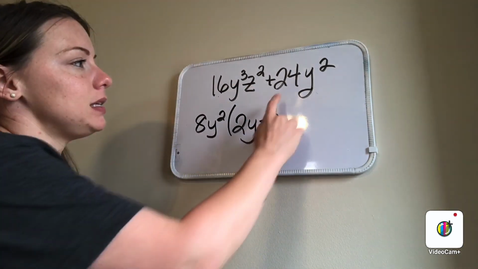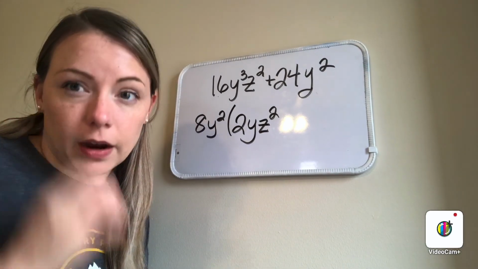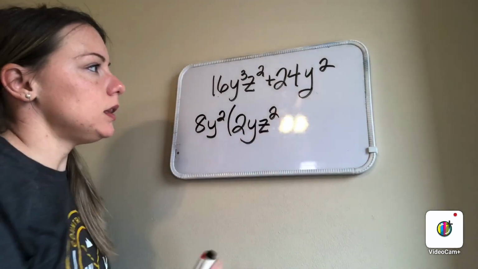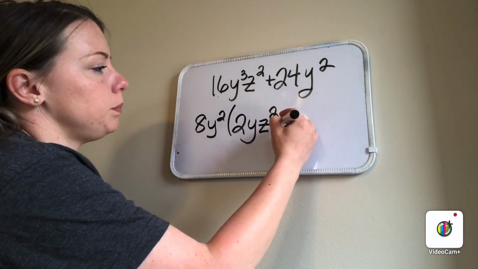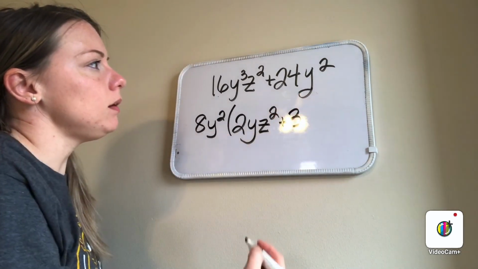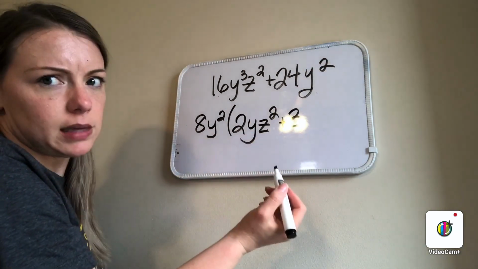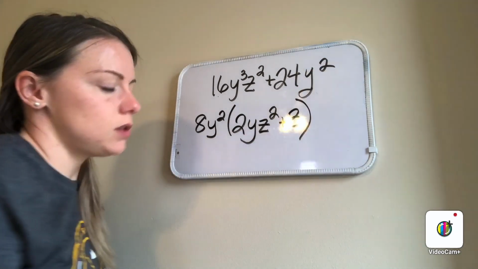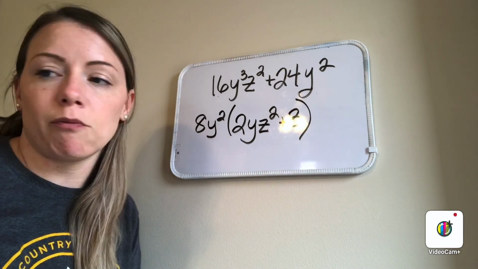Now let's look at my second term, which is the 24. I have 24 divided by 8, which would give me 3. And then I have y squared divided by y squared, which means it's canceled out. So my second term in the polynomial has been factored.